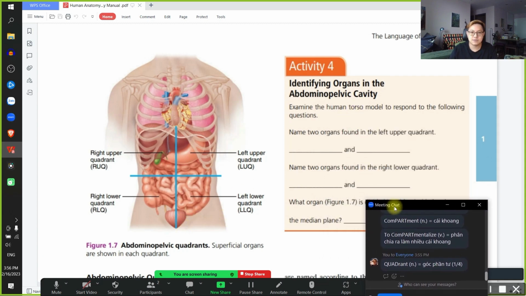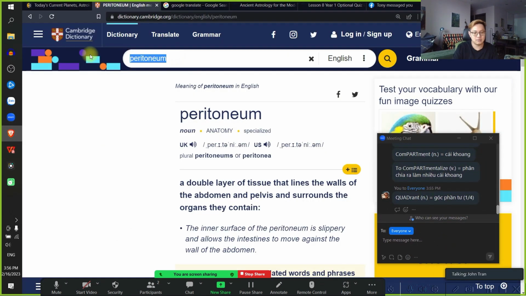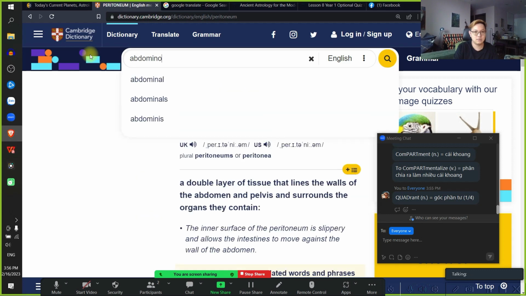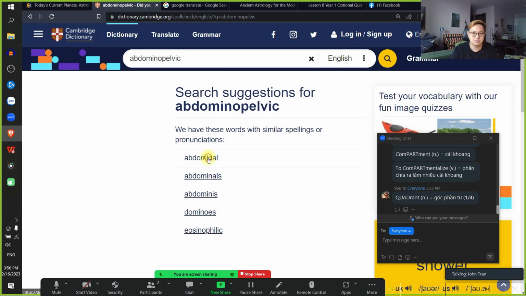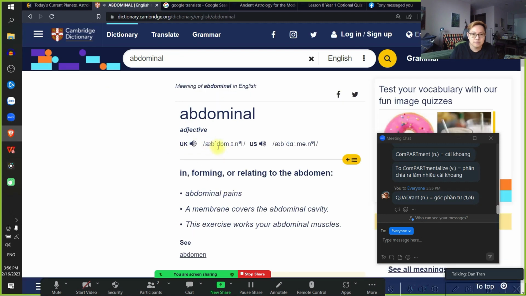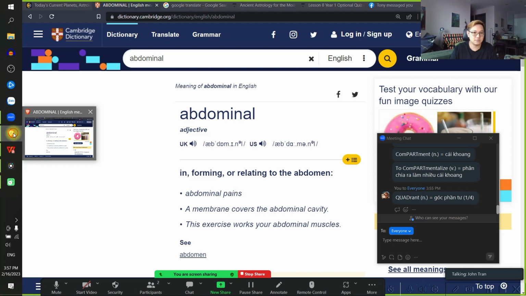Abdominal pelvic quadrant. Abdominal pelvic quadrant, yeah. Let me check this word. I don't think it's going to be here. Abdominal, the stress is on the second syllable, right? Abdominal pelvic, I think. Because normally when they combine words, the stress pattern of each component is kept. So normally when they combine words, the stress pattern of each component is kept.